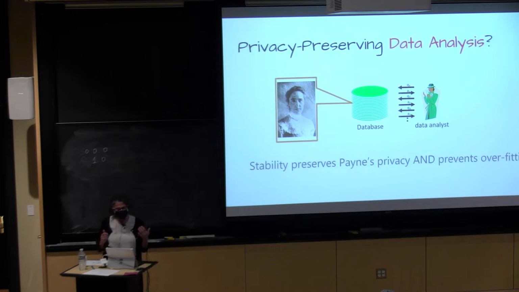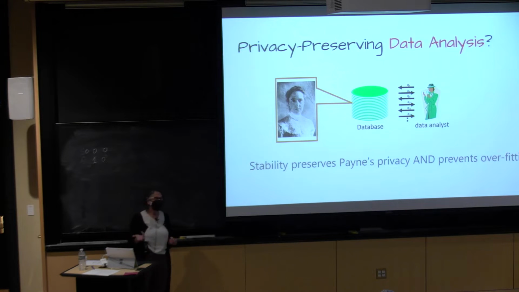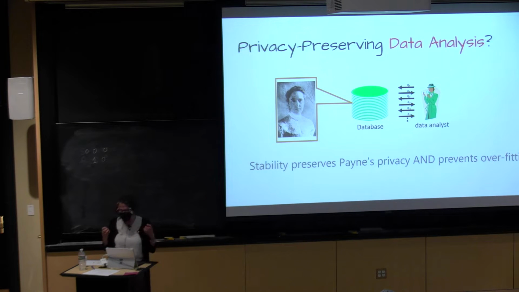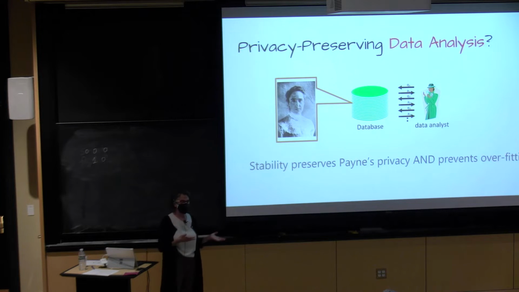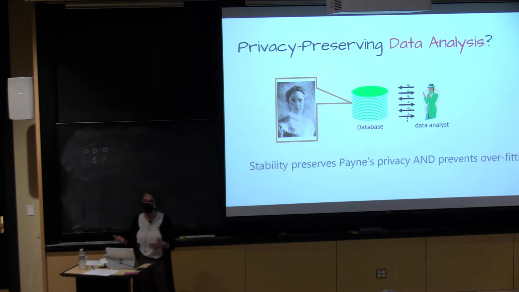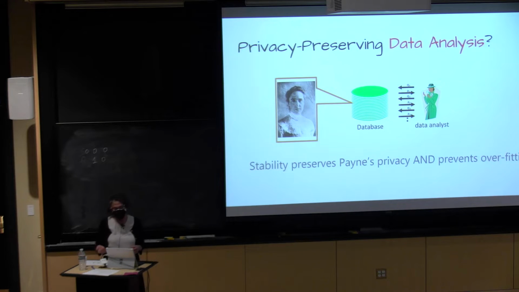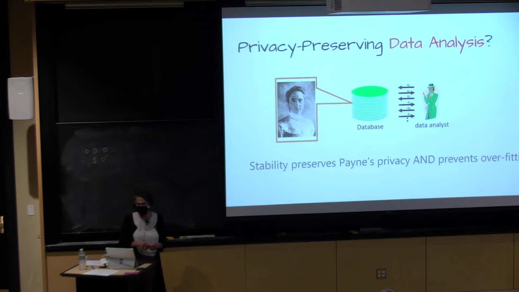The stability is preserving privacy. But it turns out it's also preventing overfitting. So it's well known that generalizability in machine learning requires some kind of stability. If your algorithm isn't stable, you won't be able to generalize. And in fact, we're going to see that differential privacy not only gives privacy, but also gives a way of preventing overfitting, and we'll talk about that tomorrow. So it's a defense against p-hacking.